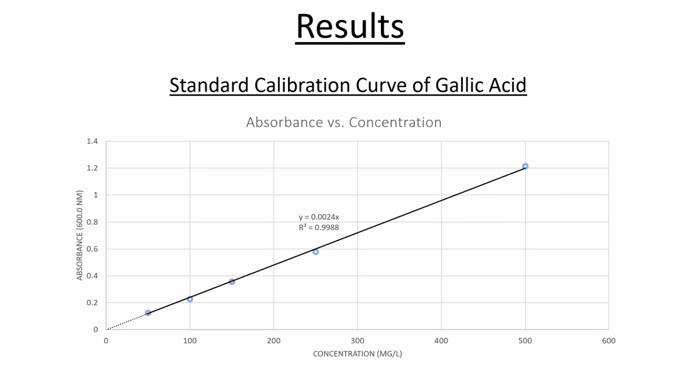By utilizing Beer-Lambert's law, we were able to create a standard calibration curve for the gallic acid. We first plotted the absorbance values of various concentrations with a line of best fit. Then, for the absorbance values that we measured for each beverage, we extrapolated the concentration of antioxidants in milligrams per liter from the line of best fit.